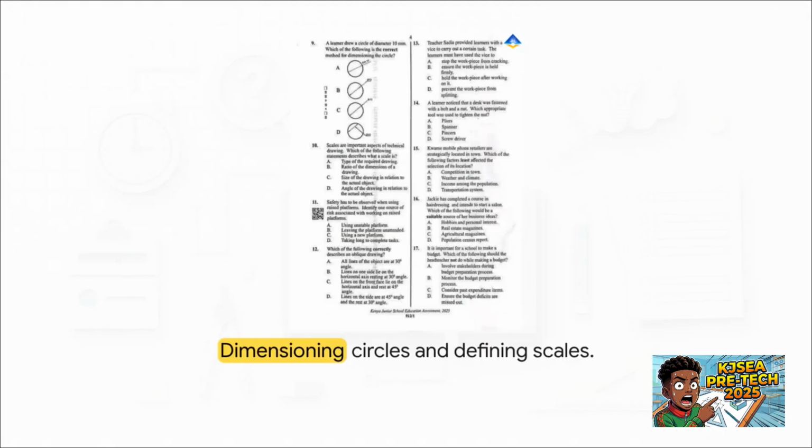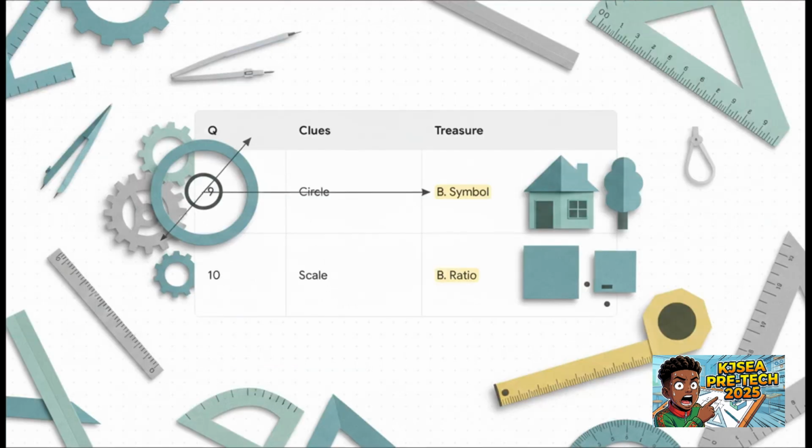Here is our final genuine exam snippet for today's explainer. Question 9 asks for the correct method of dimensioning a circle with a diameter of 10 millimeters, and it gives us 4 visual options. Then question 10 asks us to describe what a scale actually is in technical drawing. All right, let's break these down.